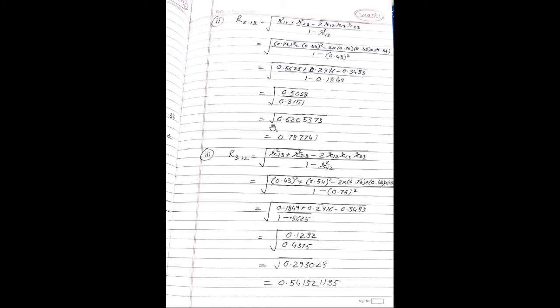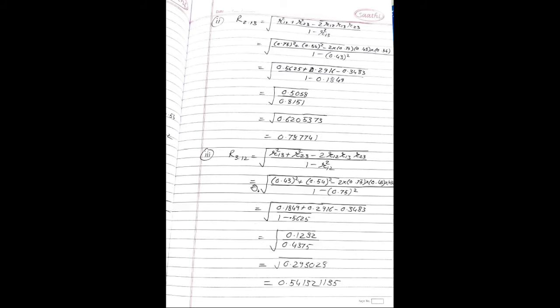The value is equal to square root of 0.6205373. The square root of this number is 0.787741. So in the second part we have calculated capital R2.13. The value is 0.787741. Then capital R3.12 is equal to square root of R square 13 plus R square 23 minus 2 into R12 into R13 into R23 divided by 1 minus R square 12. So replace all the values.